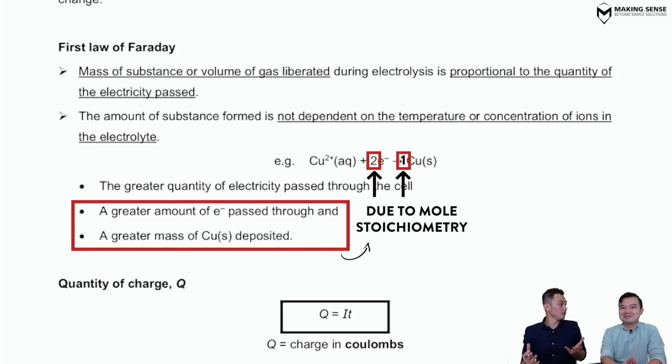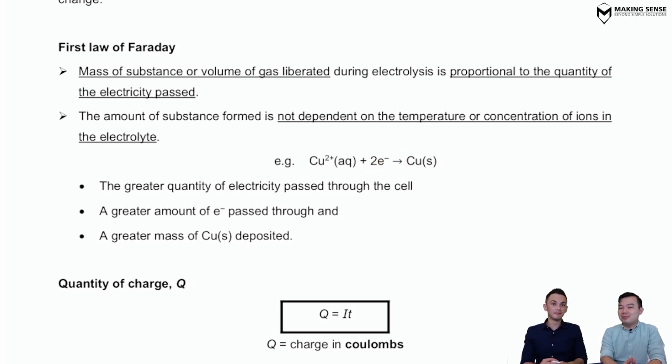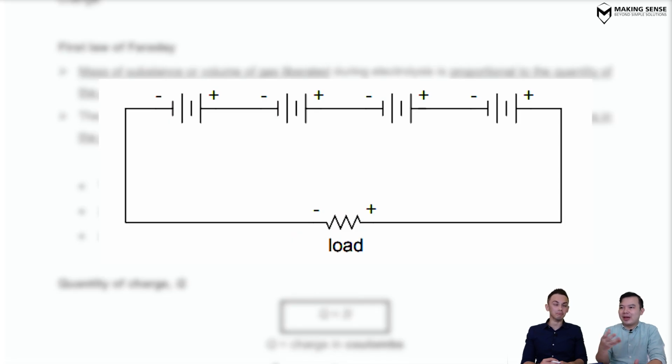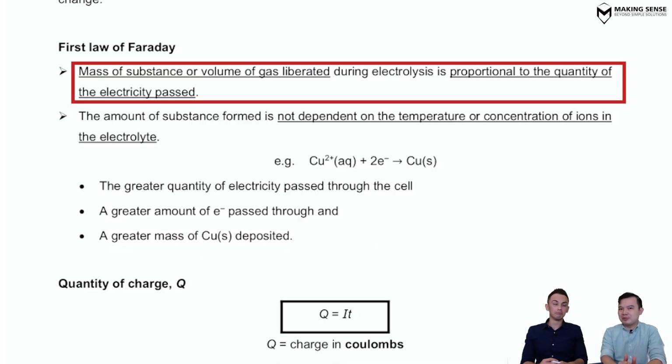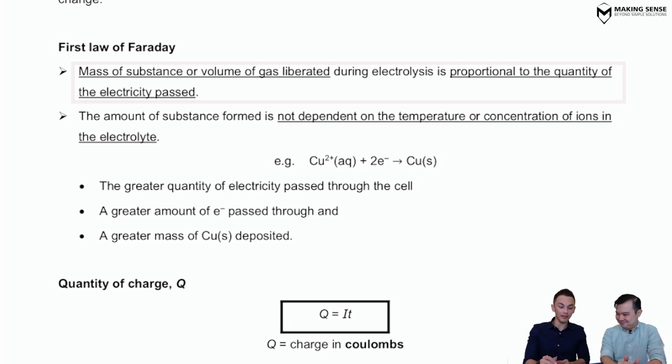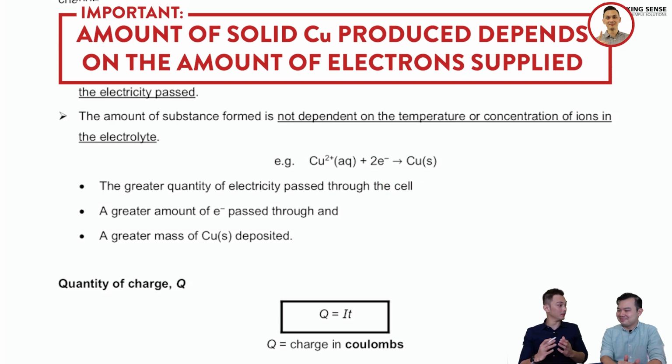Okay, and how do I get more electrons? Probably supply more energy, more electrical energy. I probably want to have more electricity. I think that hopefully gives me more mass. I see. So you're trying to say that the amount of copper that is formed is only dependent on the amount of electrons.